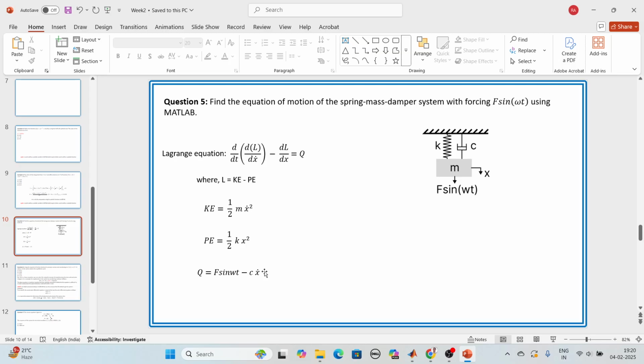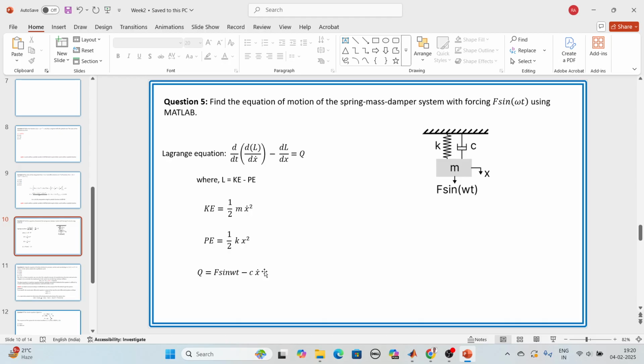F sine omega t is clear, I guess, because it's a forcing function. However, the damping force is also considered as my generalized force, because in the Lagrange equation, we consider that the kinetic energy and the potential energy are all because of conservative forces, right? But this damping is actually a non-conservative kind of force. So in that case, we cannot use it in the Lagrange equation. So we consider that my damping force is applying a generalized force.